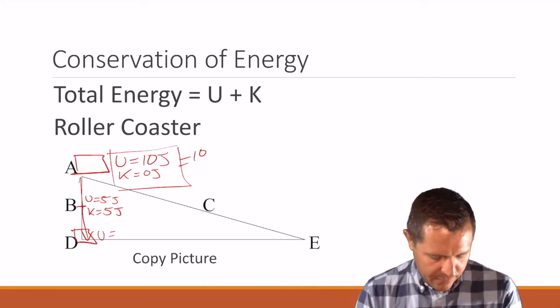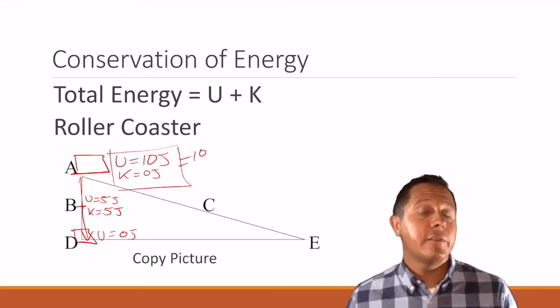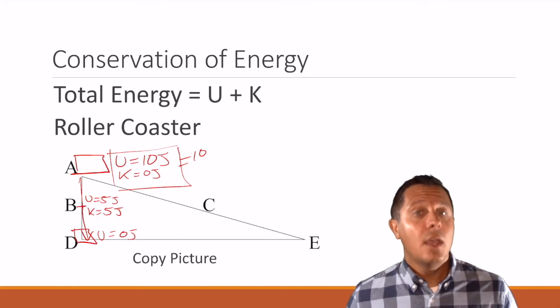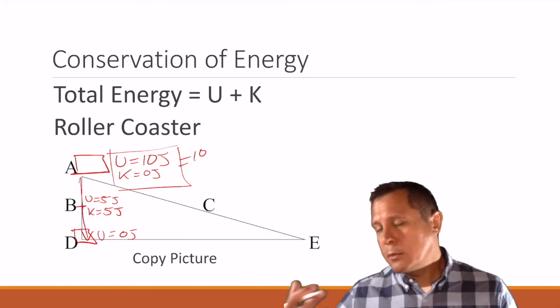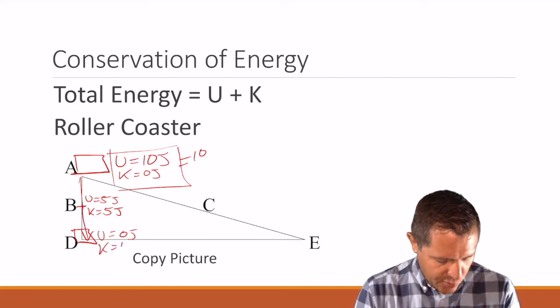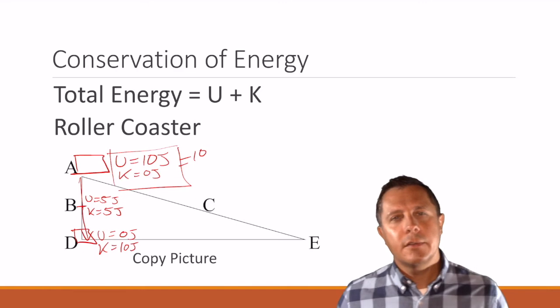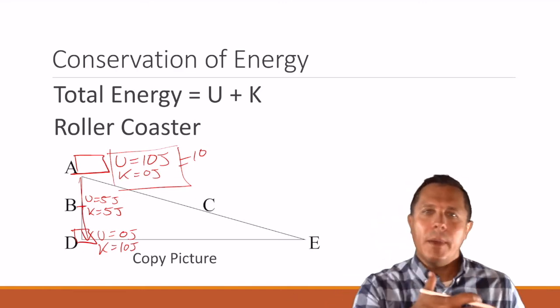Potential energy is going to be 0, right? So, how many joules of kinetic must it have? Well, again, the total before has to be equal to the total after. So I need to have 10 joules of kinetic if energy has to be conserved. Okay, now, what about sliding down a ramp?